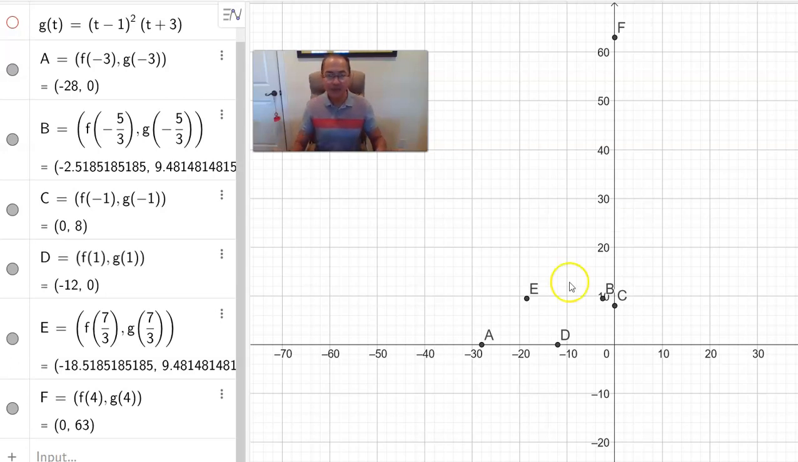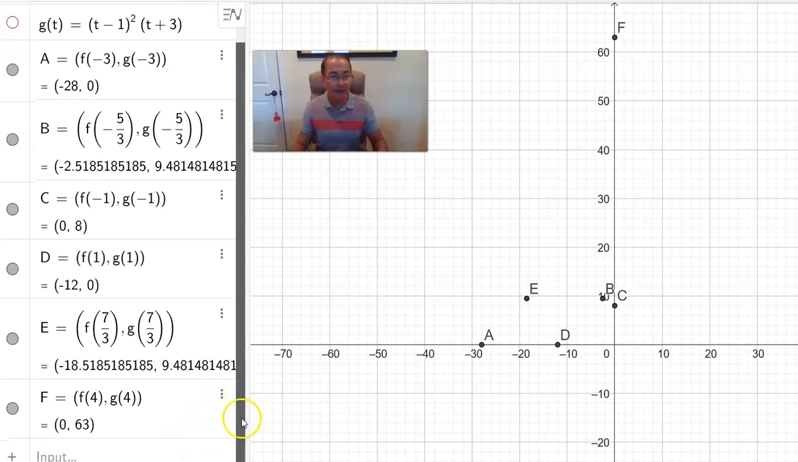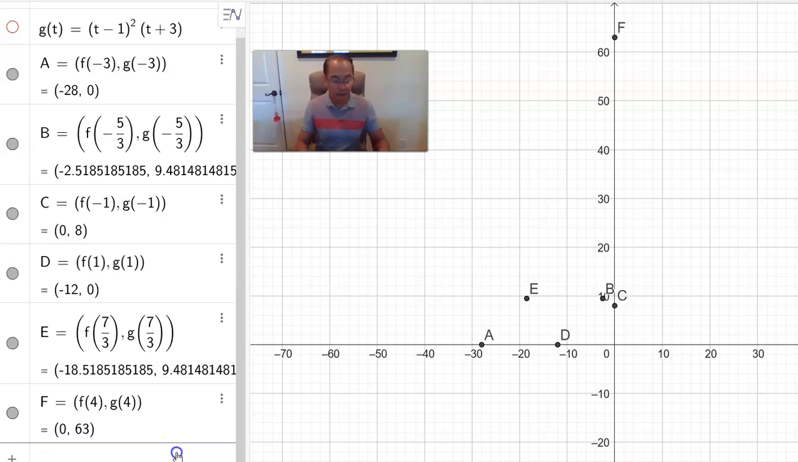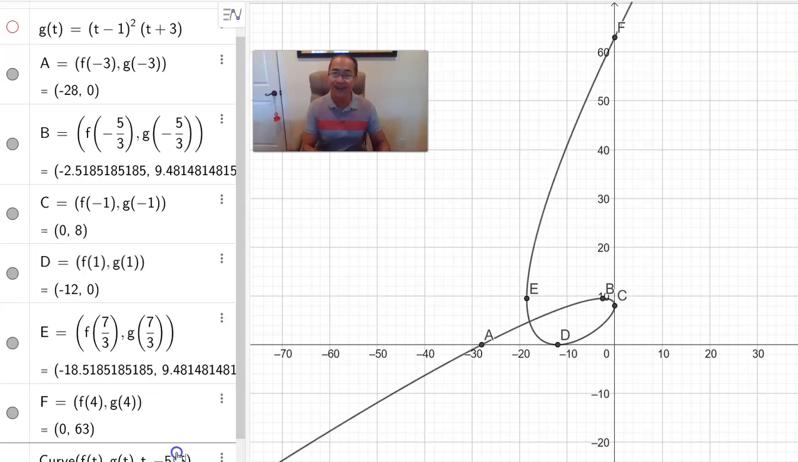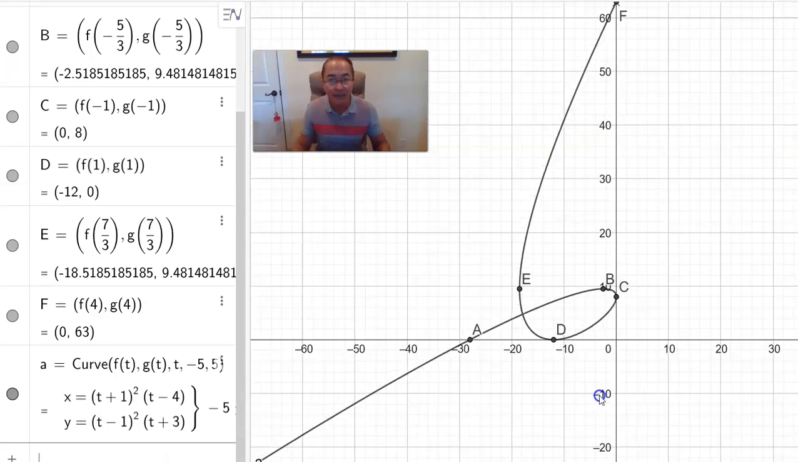Okay? So are you ready to see the parametric curve? Okay, so let's input it. So we want curve, and we already have f of t and g of t. And t will go from -3, the last one was 4. So let's go from -5 to 5. -5 to 5. And there it is. Voila! There is our beautiful parametric curve.